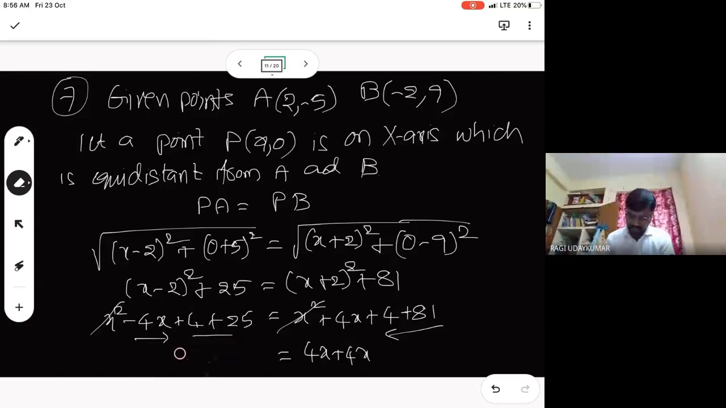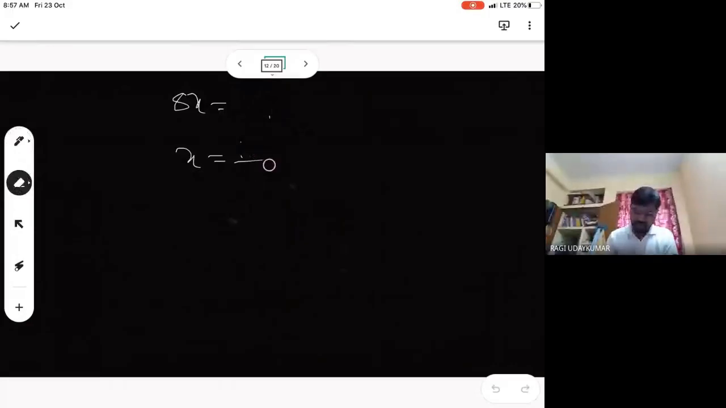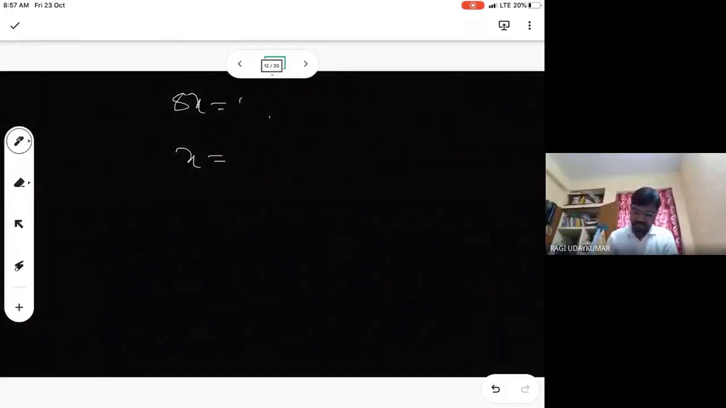Otherwise you do one thing here. इधर गलत. ये 4 भी कैंसिल कर सकते हैं. So simply you can write 25 minus 81. 81 इधर आया है ना. 81 लेफ्ट साइड आया. So 25 minus 81. So 81 से 25 सब्ट्रैक्ट कर लो. So what you get here? 56 आ जाएगा. Sorry. Yes. We will get 56, so 8x is equals to 56.